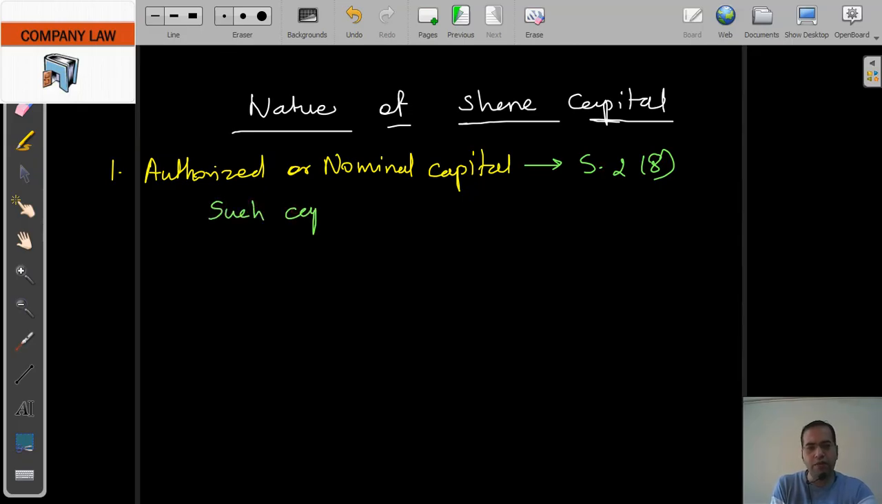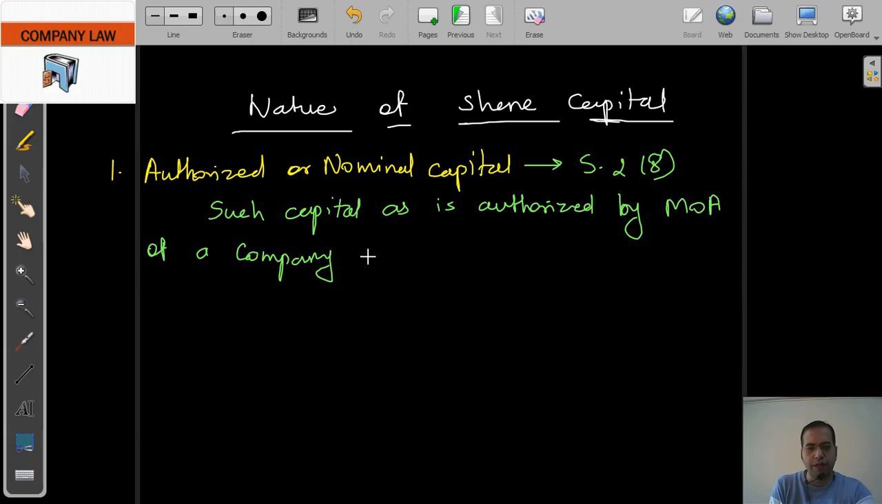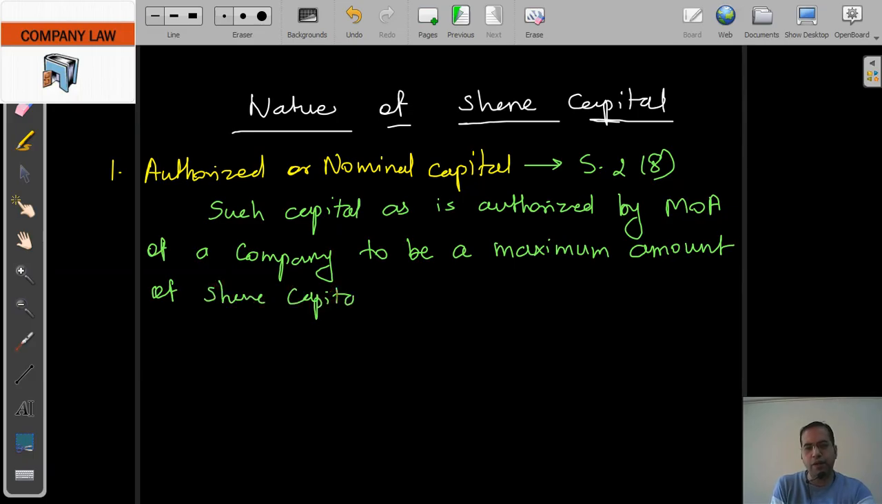Such capital as is authorized by MOA, that is Memorandum of Association, of a company to be a maximum amount of share capital of the company.